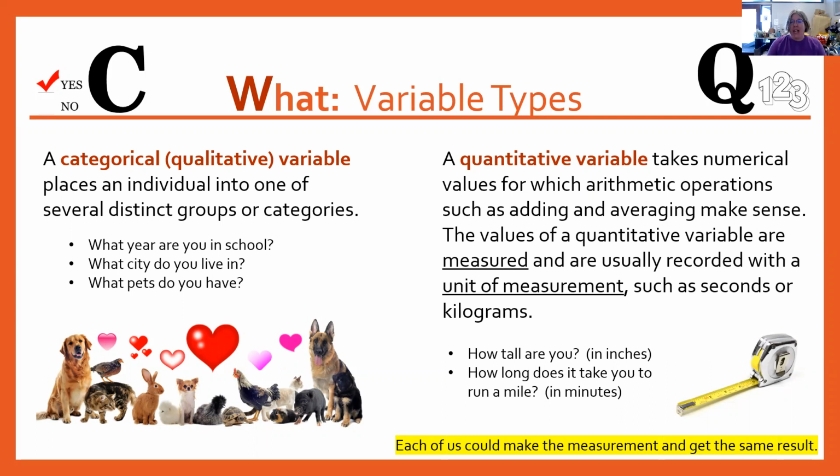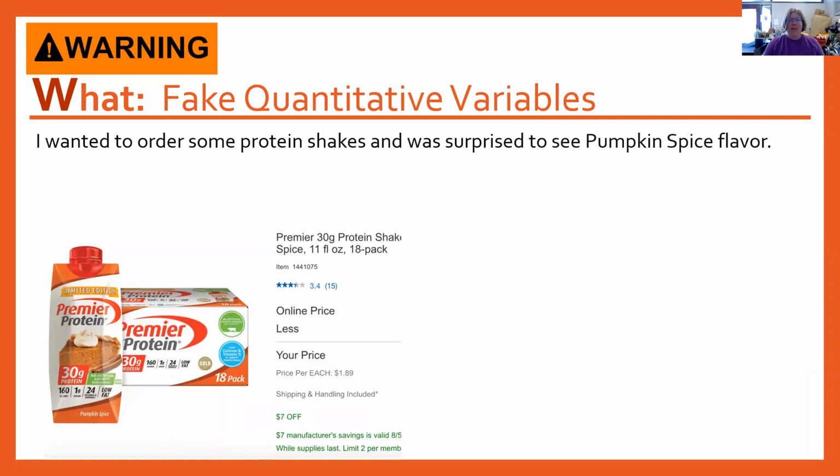So quantitative is measured with some sort of units. Some examples of that are: how tall are you, measured in inches? How long does it take you to run a mile? These are things that every single one of us could measure and we would get the same result or the same answer. Now there is a kind of number that doesn't work that way, and that would be what I refer to as a fake quantitative variable.